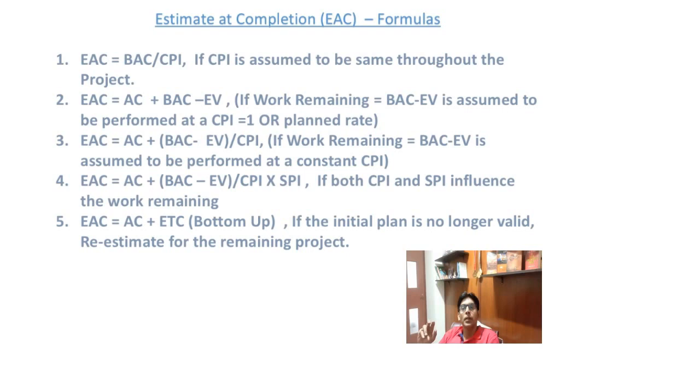The fifth formula is EAC is equal to AC plus ETC bottom up. This will be used if the initial plan is no longer valid and you have to re-estimate for the remainder of the project.